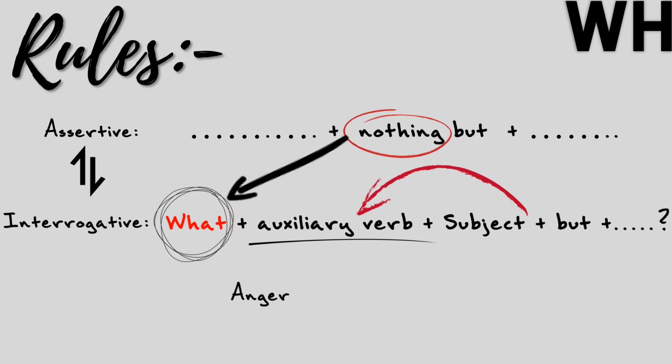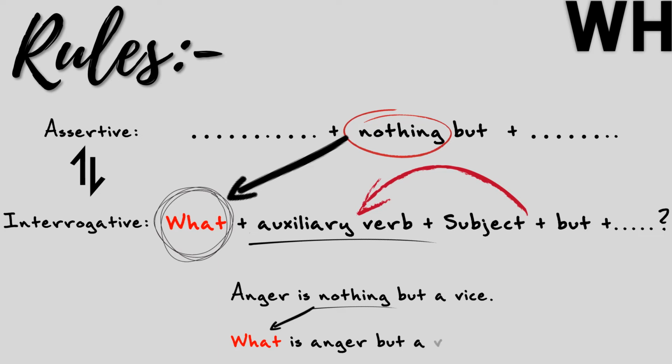For example, if I say "Anger is nothing but a vice," here you can see the phrase "nothing but" is present, and the first thing that you need to do is omit "nothing" and start the sentence with "what". And here the main verb, at the same time, you can use it as a helping verb or an auxiliary verb, which will be brought in front of the subject, and the answer will be, "What is anger but a vice?"